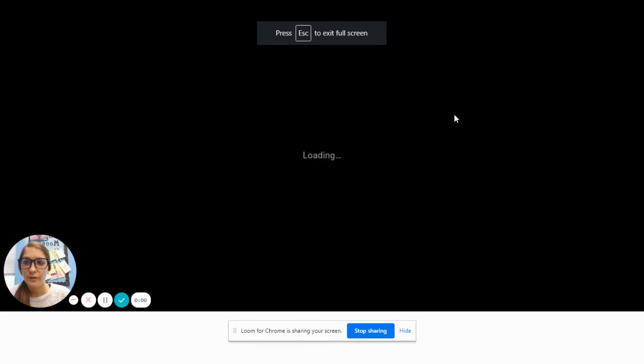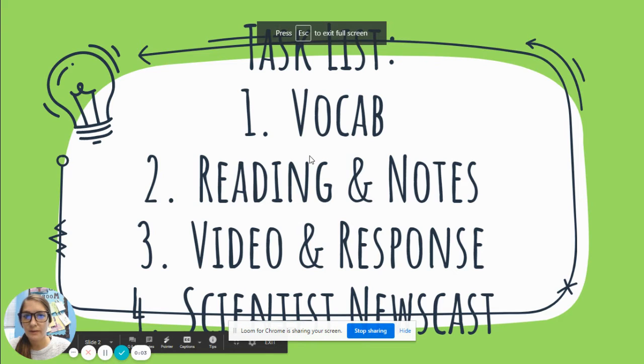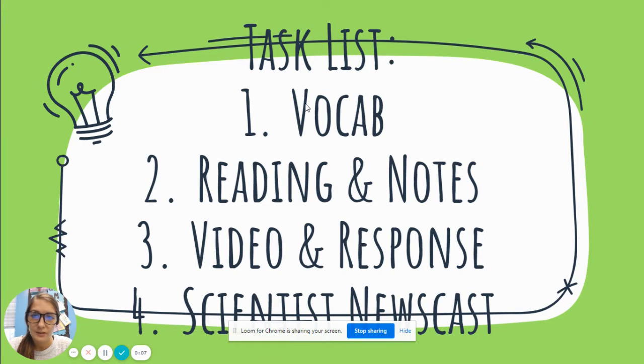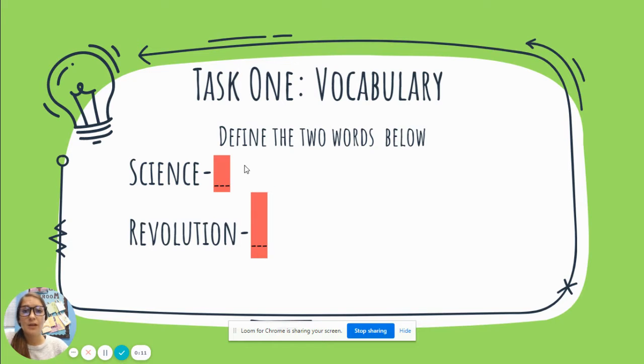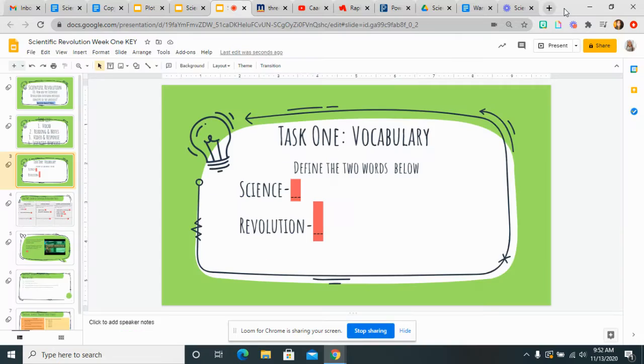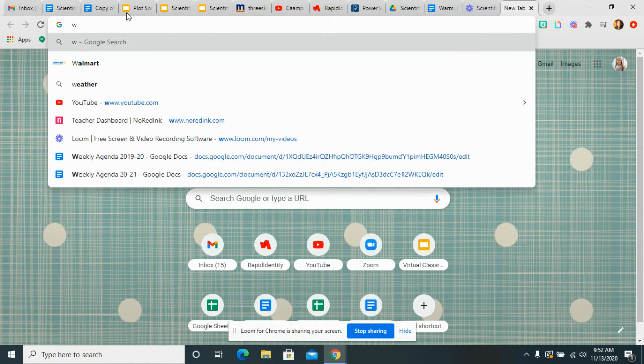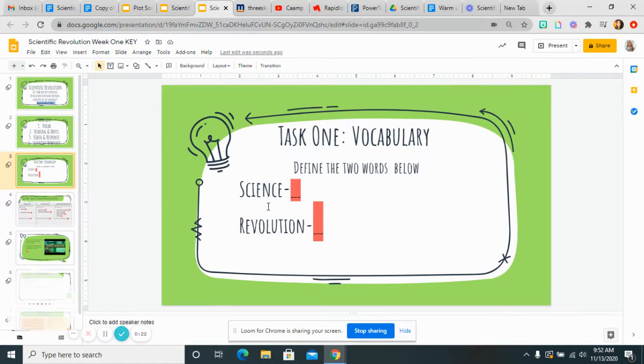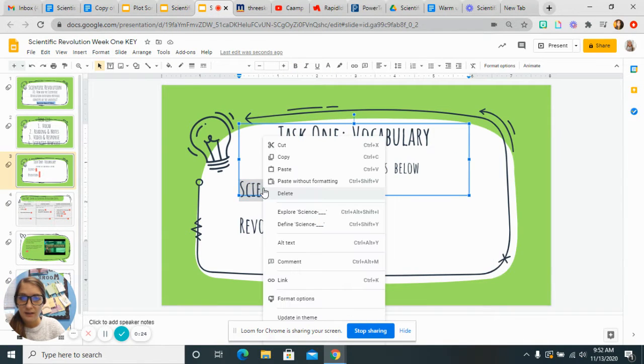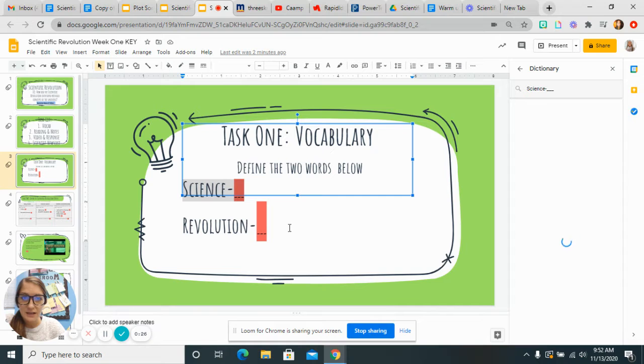Guys, so we're going to do our first activity. Actually, I'm going to make this into one video for task 1 and task 2 because I don't think task 1 will take you very long. So for the vocab, you're going to define the two words below. Science. What in the world could science be? I'm going to show you a little trick that Madison showed me. If you highlight the word and then put define science, we'll have the definition over here.